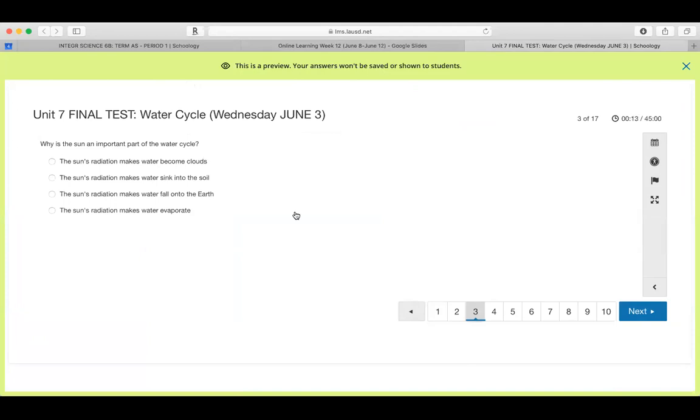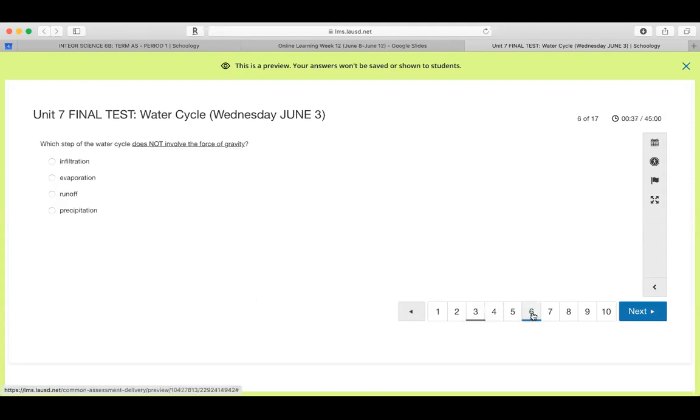Remember, it's the sun's radiation, the heat from the sun, that's what makes the water evaporate from the ground. Remember the ocean water, it evaporates because the sun heats up the water. So the sun's radiation makes the water evaporate by making the water particles change from liquid into a gas, into water vapor.